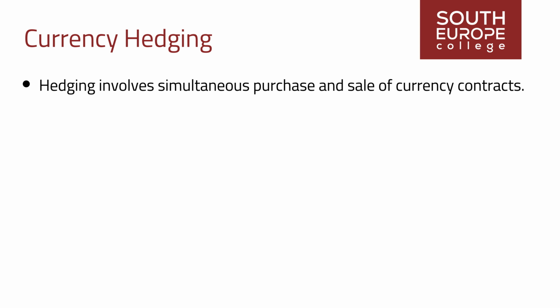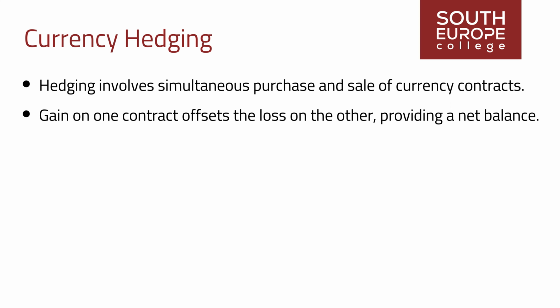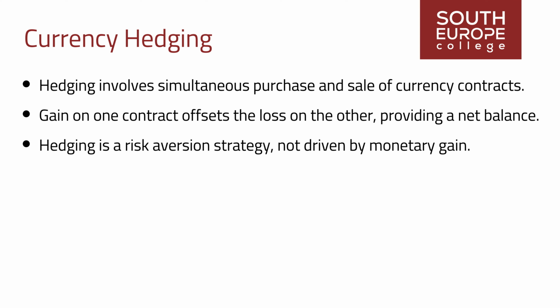Hedging involves the simultaneous purchase and sale of currency contracts in two markets. The expected result is that a gain realized on one contract will be offset by a loss on the other. Hedging is a form of risk insurance that can protect both parties from currency fluctuations. The motivation for using hedging is risk aversion, not monetary gain. If the purpose of buying currency contracts is to realize a net gain, then the purchaser is speculating and not hedging.